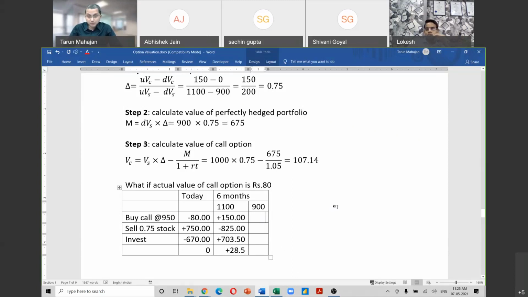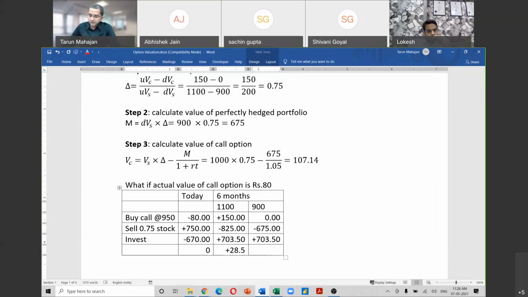But what if price falls? See, if the price is rising, I'm making profit. Maybe when price falls, I'll sustain a loss. Let's check it. If price falls, I'll not exercise the option because it will be out of the money in that case. But 900 into 0.75, I'll buy back the share at 675.00. My investment will again mature at 703.50 because the majority of investment at risk-free rate is not dependent on share price.